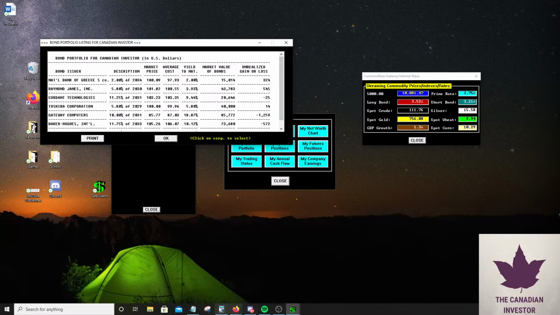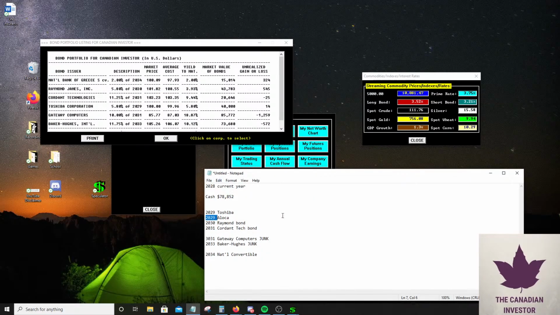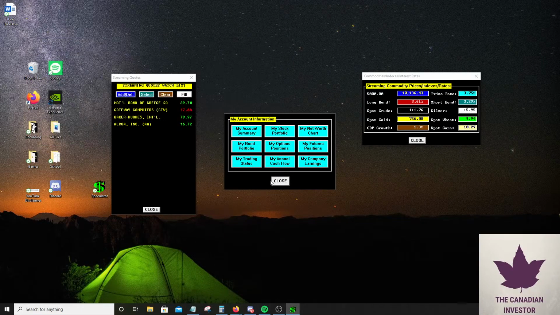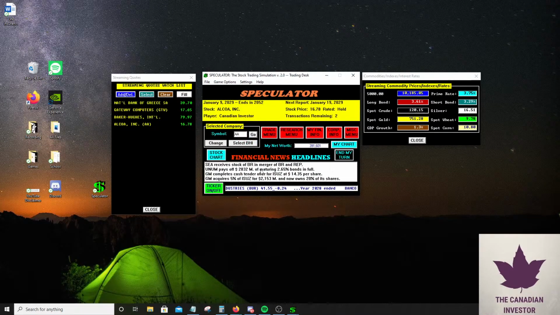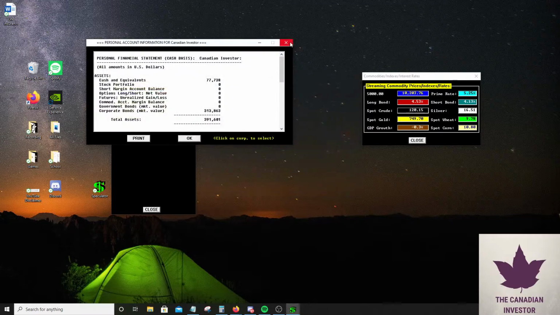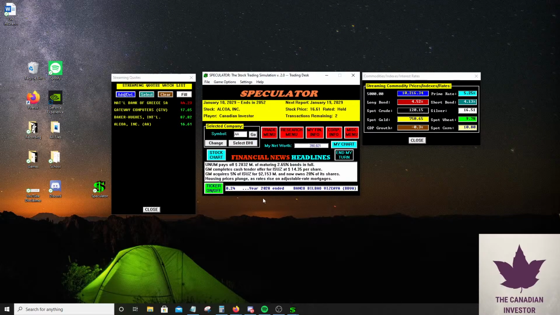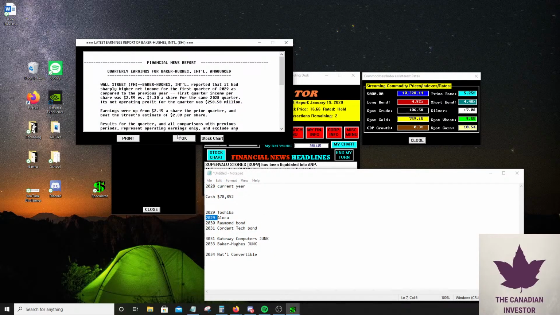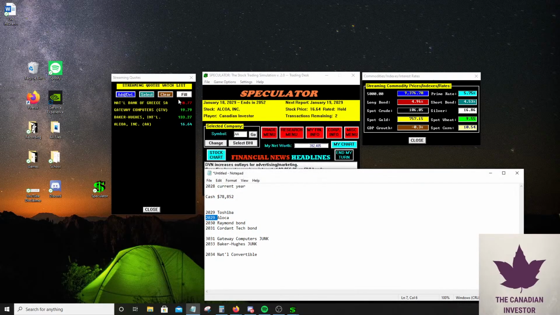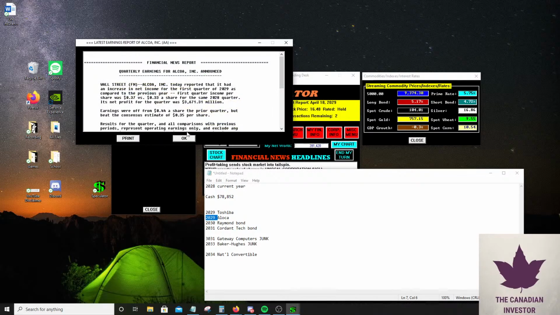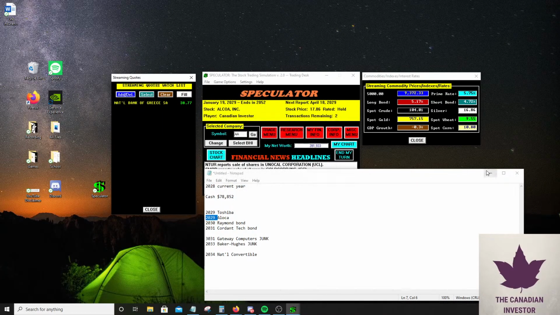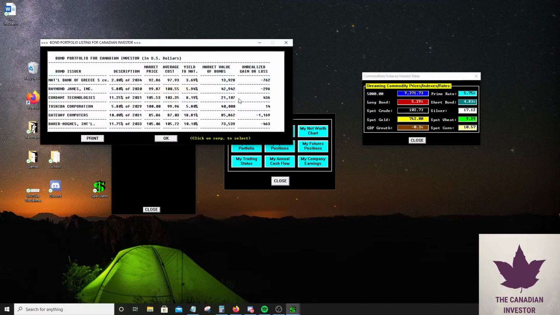So now we have some bonds coming due. We have Toshiba and Alcoa. They're coming due soon. So I should receive some nice coupons for the time being. $77,000 in cash. Okay, we don't own the individual stocks of these companies, but it'll still be kind of good to know. So Baker Hughes is still kind of worth a hold, and Gateway Computers isn't doing so hot.